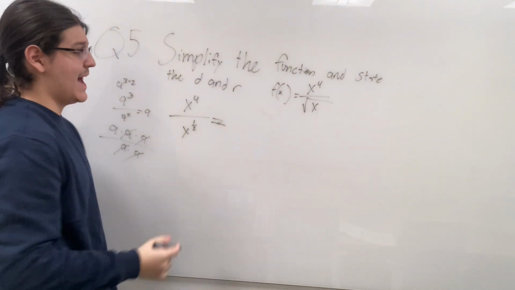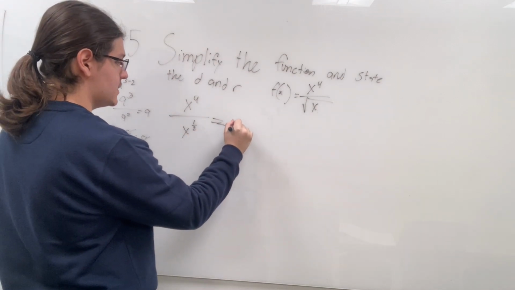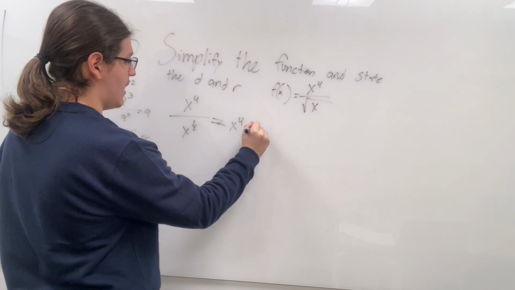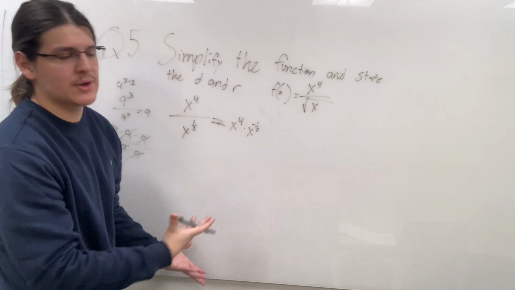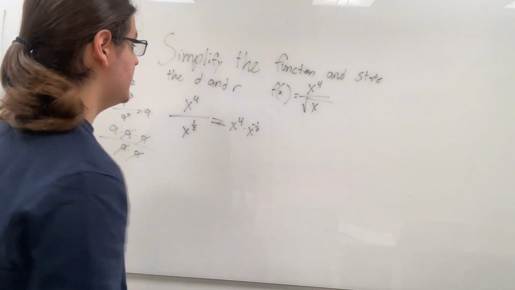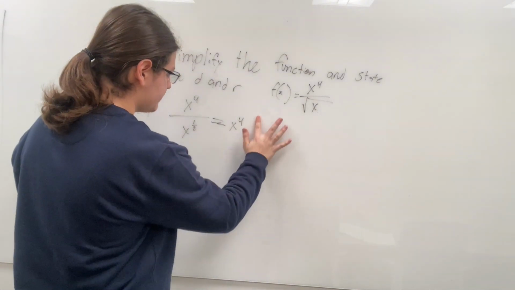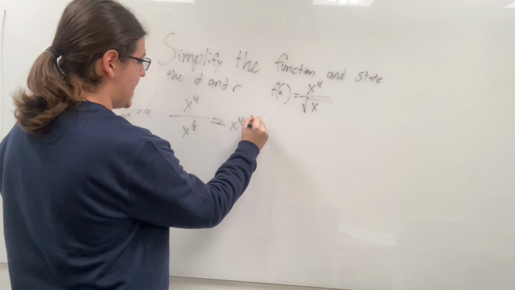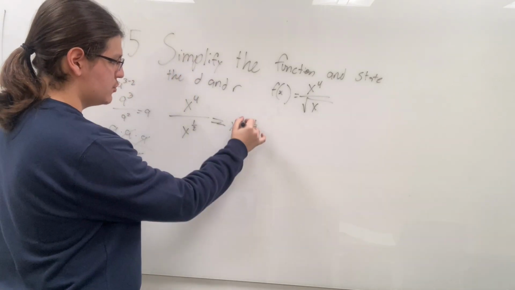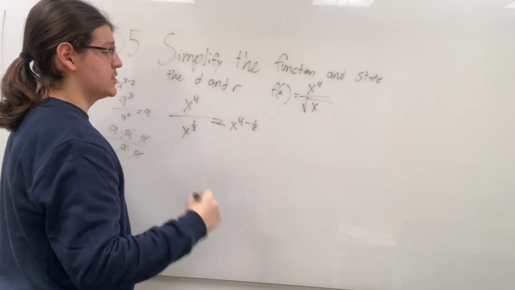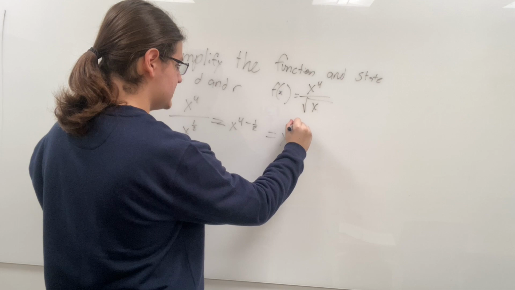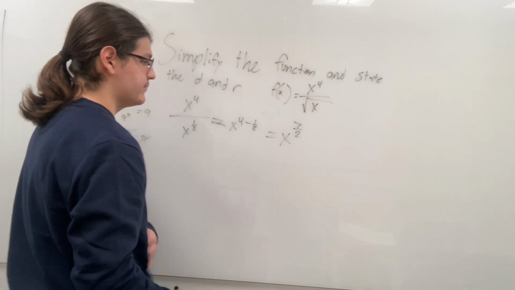Another way you can see it is just x to the 4th times x to the negative 1/2. It's still subtracting, but that's another way that you can read that. But yeah, x to the 4 minus 1/2. Cool. 2 times 4 is 8. 8 minus 1 is going to be 7. So this is just x to the 7 over 2.